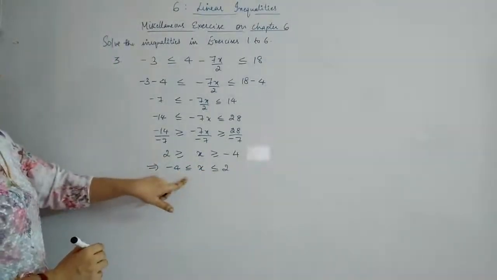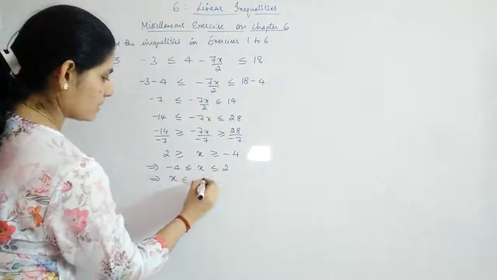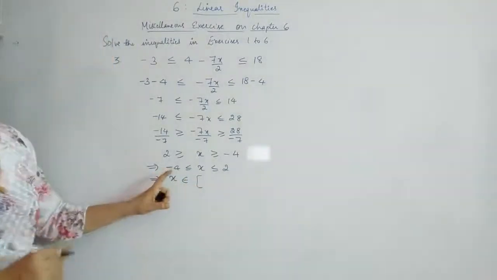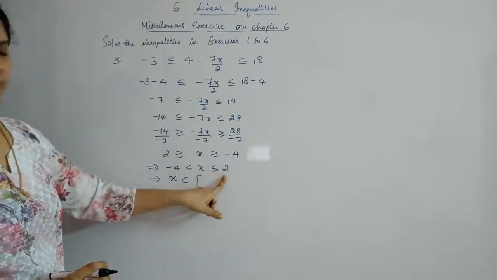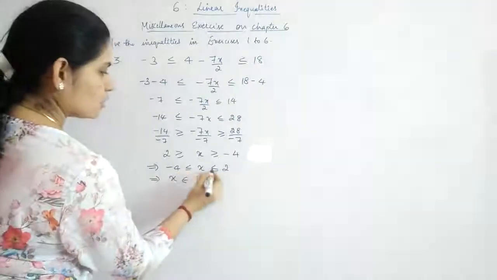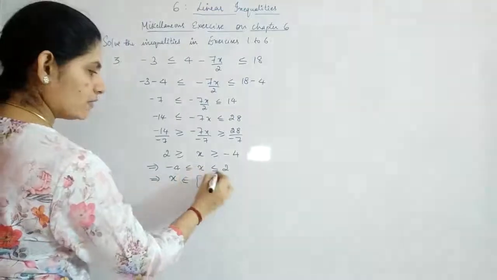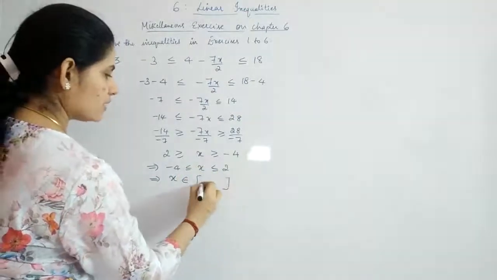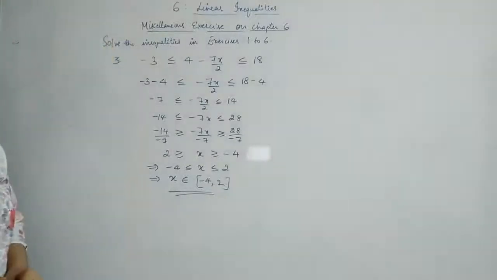And what is the meaning of this in terms of interval basis? You can say that x belongs to, or x can have any value between minus 4 and 2. Any real number between minus 4 and 2. And again you have equal to on both sides of the double inequality. So it will be the closed interval minus 4, 2. Okay.